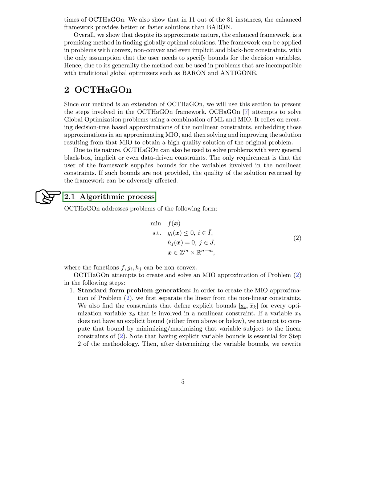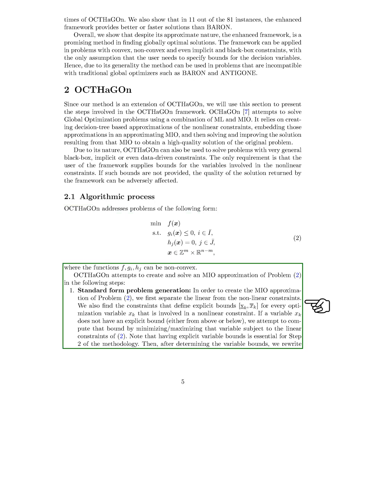Section: Algorithmic process. Our OCTHaGon method is designed to tackle problems where the functions can be non-convex. We aim to create and solve a mixed integer optimization (MIO) approximation of the problem through several steps.